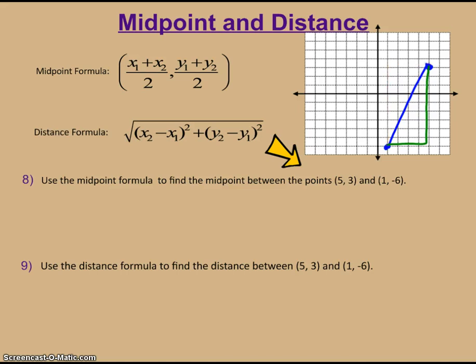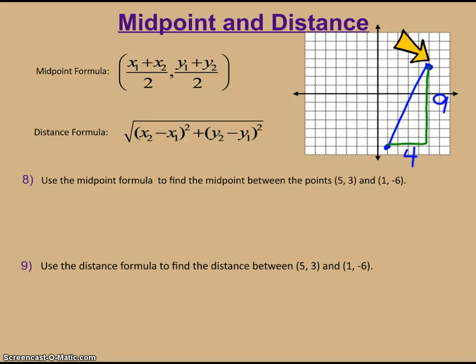So I'm going to use the green one, and all we have to do now is count the distance on the side. So we have 1, 2, 3, 4 right there. So there's 4. Then we need to count how far up we go. So we go up 1, 2, 3, 4, 5, 6, 7, 8, 9. So we put a 9 there.